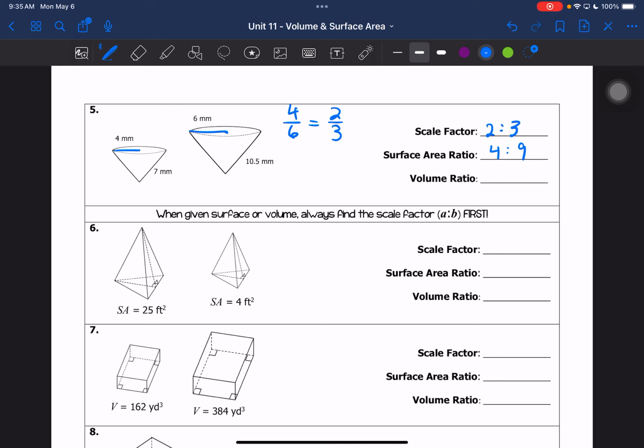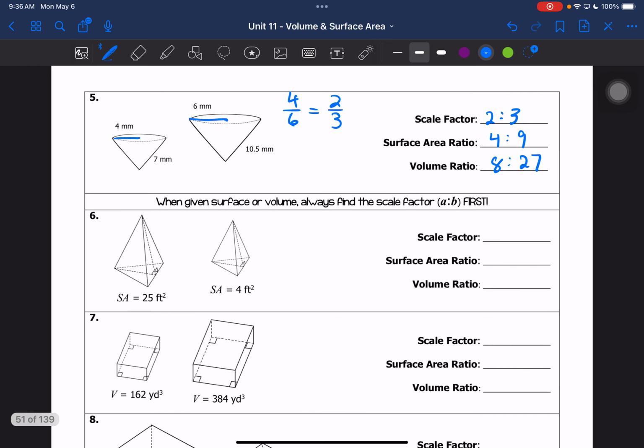For the volume ratio, it's A cubed to B cubed. So 2 cubed is 8, and then 3 cubed, or 3 times 3 times 3, is 27. So that's how you find the surface area ratio and the volume ratio given your scale factor. In other cases, you might be starting with the surface area or the volume. When given surface area or volume, always find the scale factor first. And so you pretty much know this ratio.